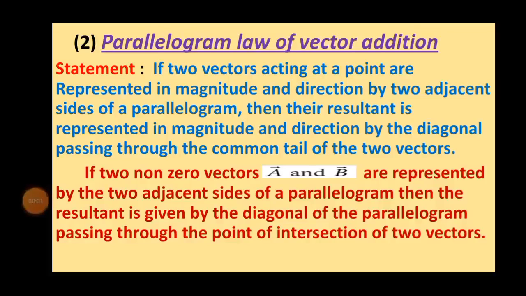Topic: second type of addition of vectors, the parallelogram law of vectors. Now see the statement. It is a very important one. Now understand, students: if two vectors acting at a point are represented in magnitude and direction by two adjacent sides of a parallelogram, then the resultant is represented in magnitude and direction by the diagonal passing through the common tail of the two vectors. This is your statement. So you can understand and see your diagram.